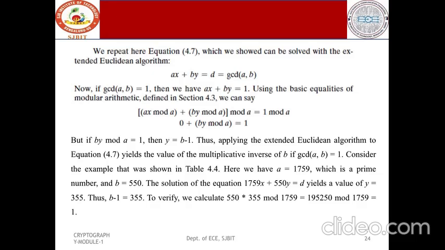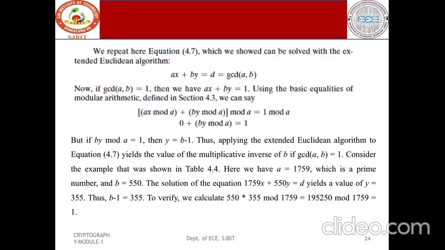If a and b are relatively prime, then b has a multiplicative inverse modulo a. That is, if GCD(a, b) is equal to 1, then b has a multiplicative inverse modulo a. That is, for positive integer b less than a, there exists a b inverse less than a such that b times b inverse is equal to 1 mod a. If a is a prime number and b is less than a, then clearly a and b are relatively prime and have a greatest common divisor of 1. We now show that we can easily compute b inverse using the extended Euclidean algorithm.